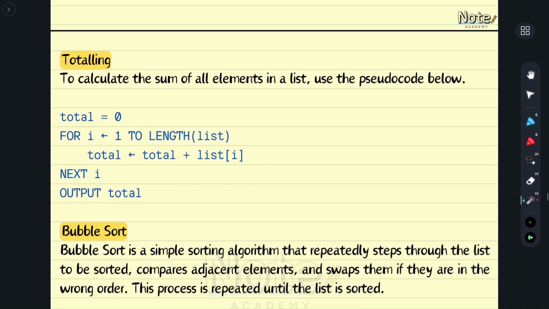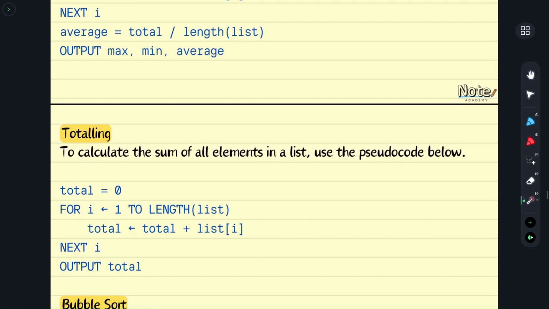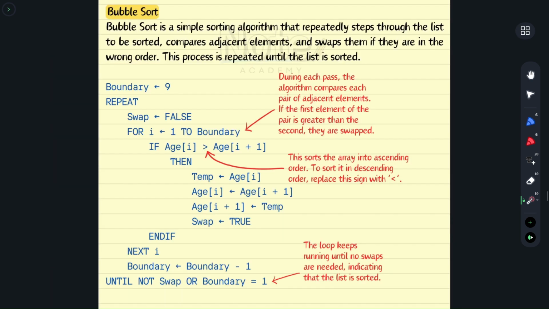Coming down to totaling. Totaling is something I just explained to you before as well. All you have to do is take a variable and keep on adding the value of the current index of that list to the total variable.